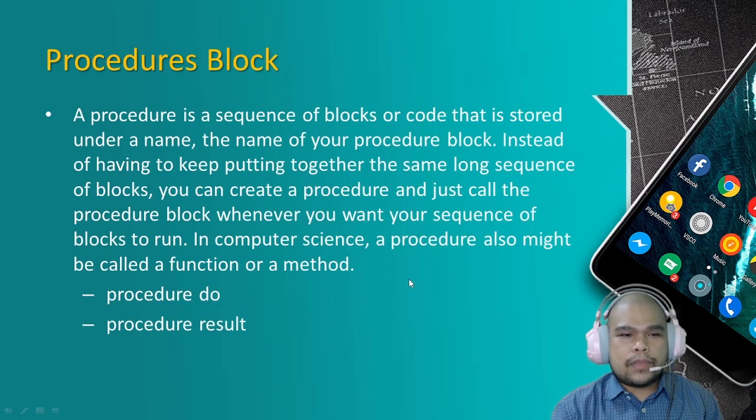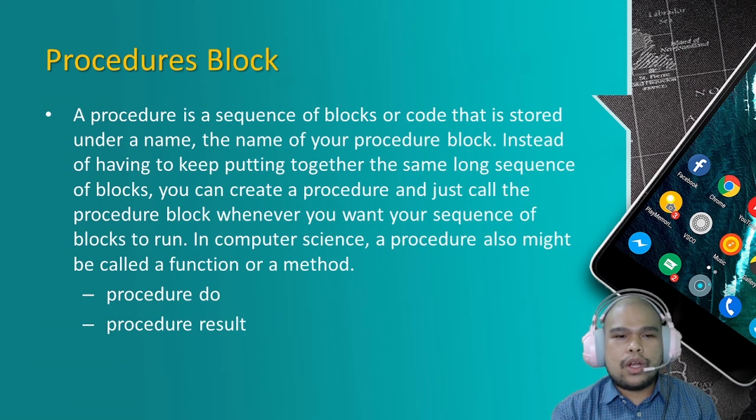Next. So a procedure is a sequence of blocks or code that is stored under a name. So the name of the procedure block, instead of having to keep putting everything together, the same long sequence of blocks, you can create a procedure and just call the procedure block whatever you want your sequence of blocks to run. So in computer science, a procedure might also be called a function or a method.